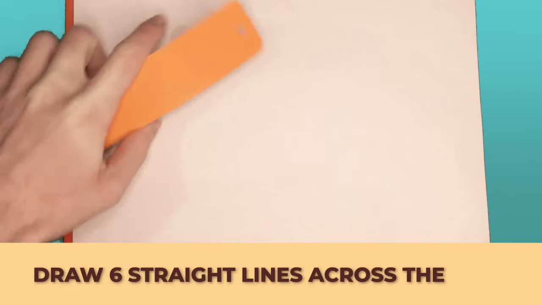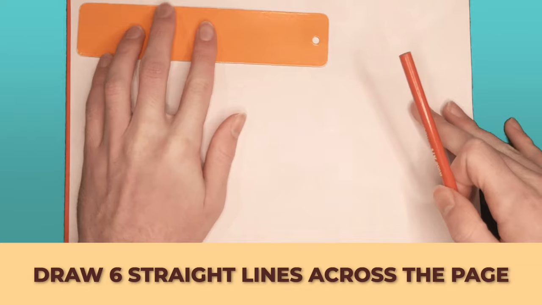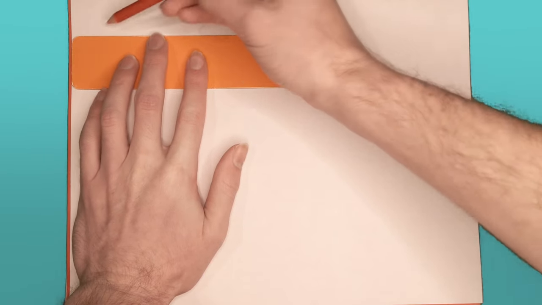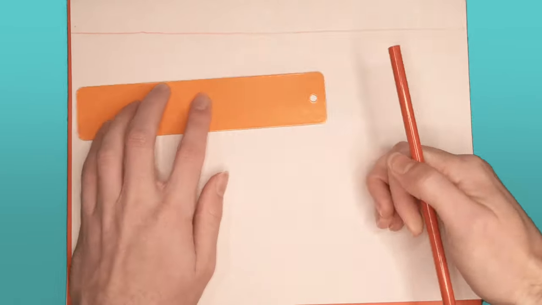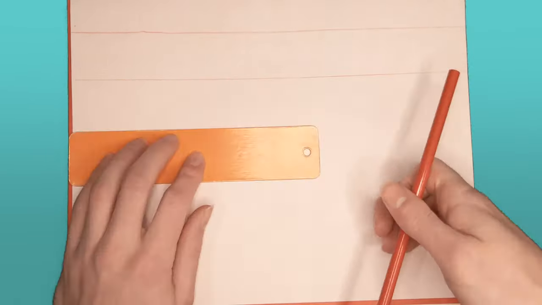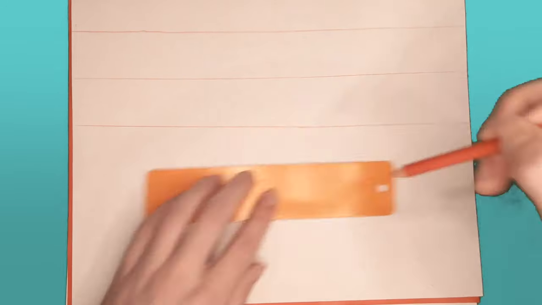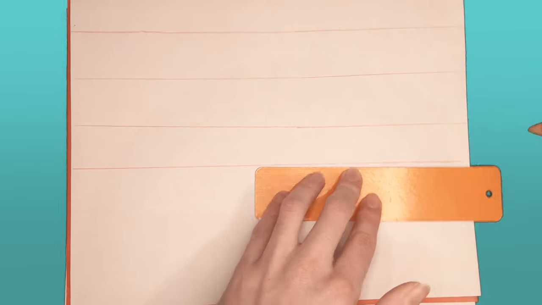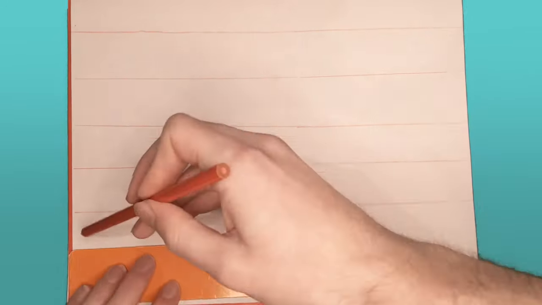Why don't you pause the video and grab your drawing supplies? You're going to need a piece of paper, two different colored markers or colored pencils, and a long straight edge like a ruler or a bookmark. Using one of the markers or pencils and your ruler, draw six straight lines across the page, like this. Make sure you put some space between the lines. These lines going across will be your rows, or latitude lines. We'll learn more about the word latitude in our next lesson.